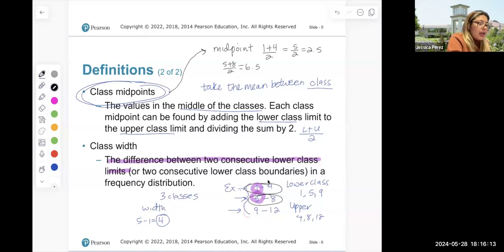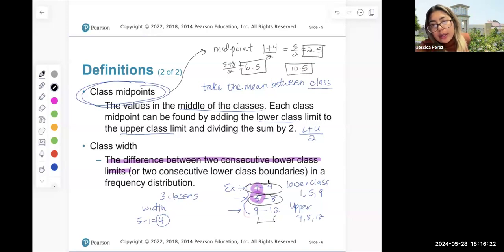And then what would be the other one? It would be 10.5. How do I get 10.5? Well, 9 plus 12 is 21 divided by 2, 10.5. Those are called the midpoints.